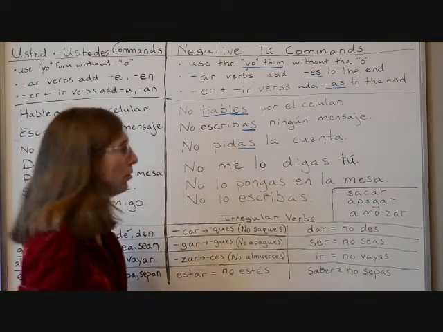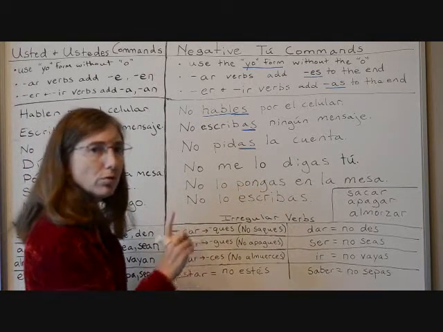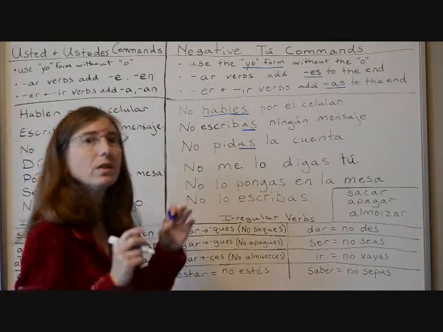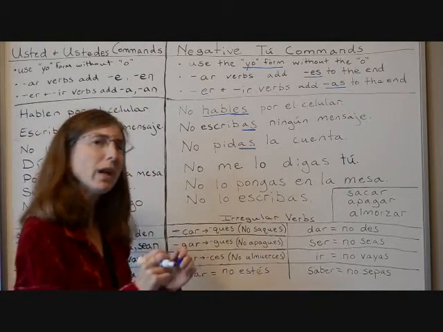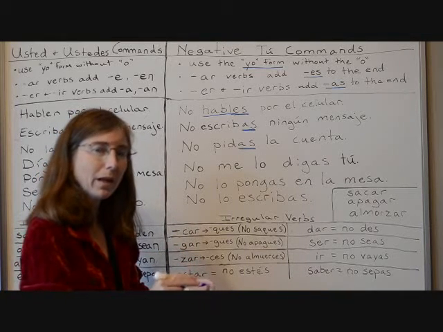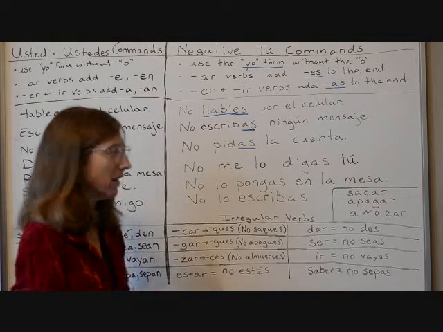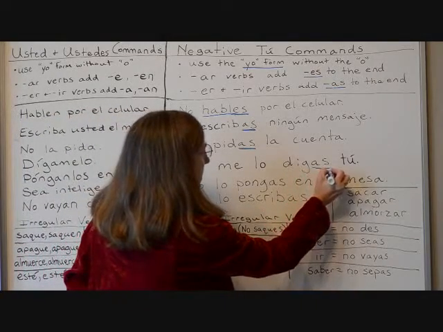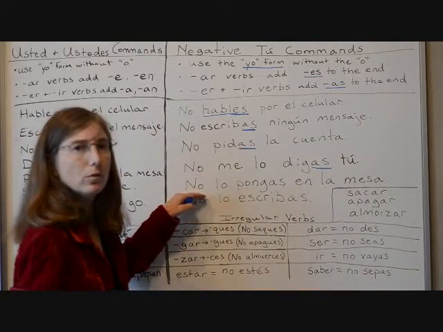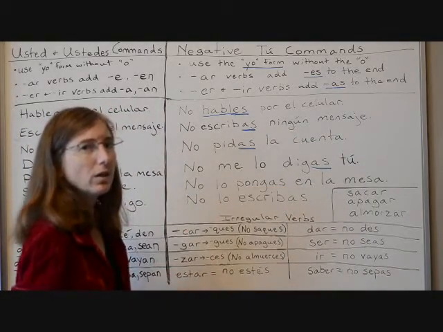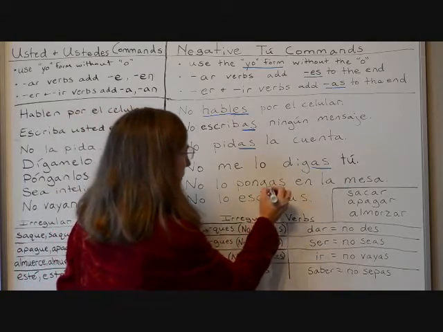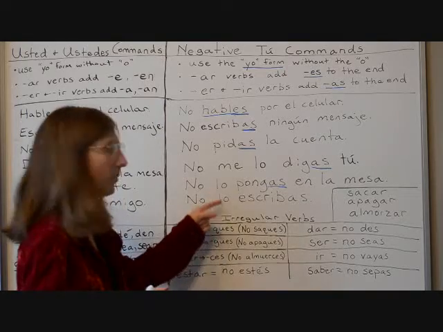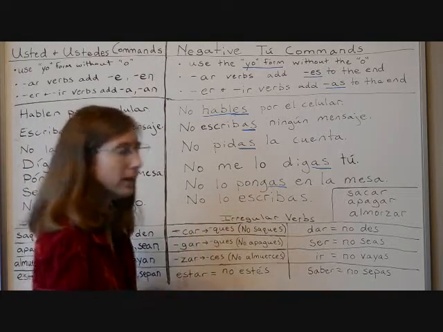No me lo digas tú. Don't tell it to me. Don't say it to me. Now in this example, we're using the pronoun after the verb. When we add that pronoun, we're adding a little bit more formality to it. It's a little bit more emphatic. No lo pongas en la mesa. Don't put it on the table. Notice that these object pronouns come before the verb. No lo escribas.